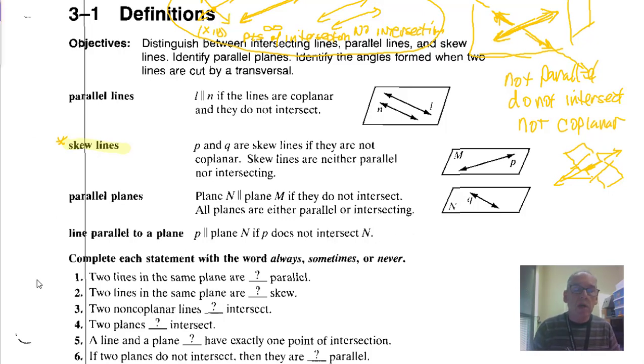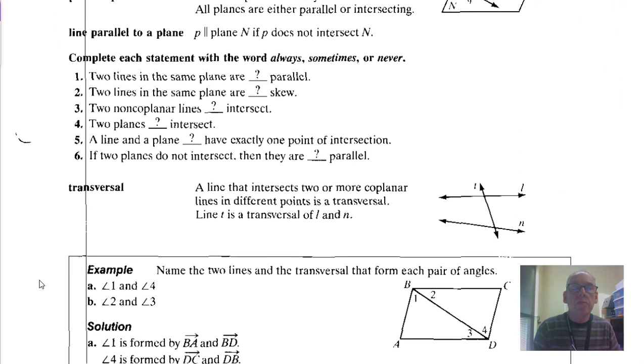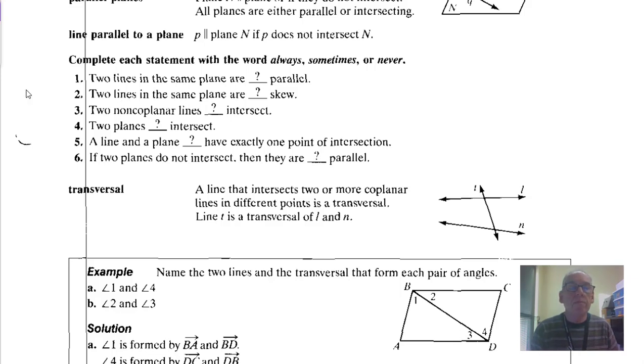So we need to complete these statements with always, sometimes, or never. So two lines in the same plane can sometimes be parallel.